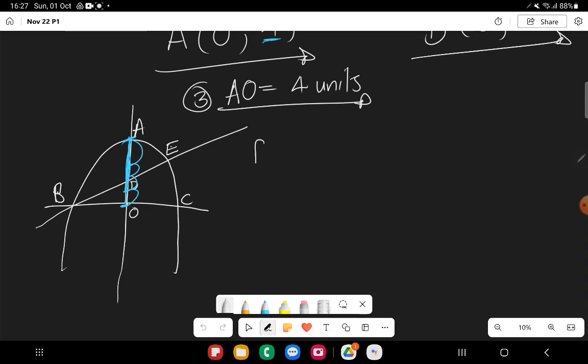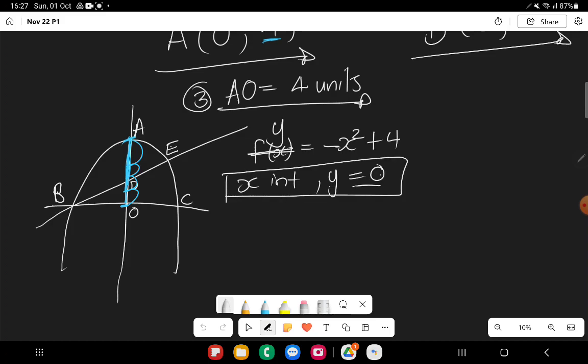So let's do this. f(x) is equal to negative x squared plus 4. We want to know the x-intercepts. Another way of writing this is to say y is equal to that. At the x-intercept, y equals 0. This is a rule that you must have memorized. Since y is 0, I'm going to rewrite this formula as 0 is equal to negative x squared plus 4. And then I solve for x. So I'm going to add x squared on both sides, which means that x squared is equal to 4.